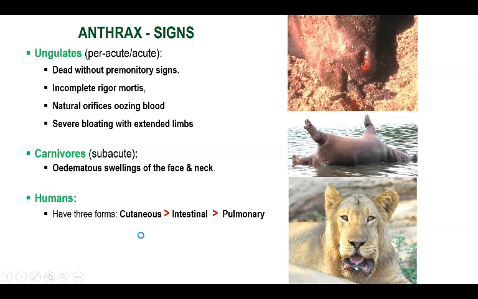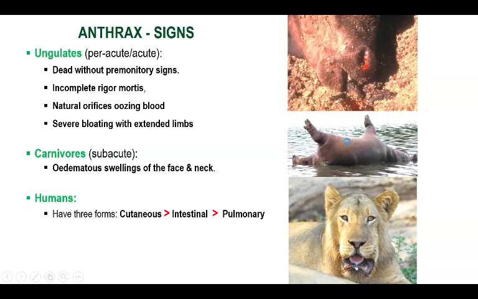But in wild animals and also in domestic animals, especially herbivores, what you are going to see is actually the intestinal and what we also call the respiratory or the systemic form. Because here, animals die without premonitory signs. The rigor mortis is usually incomplete, and you are going to see blood oozing out from all the natural orifices with severe bloating.